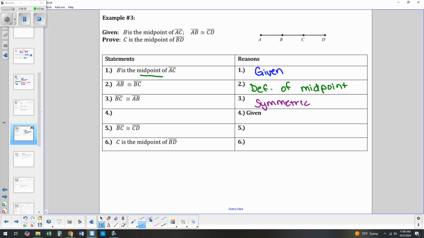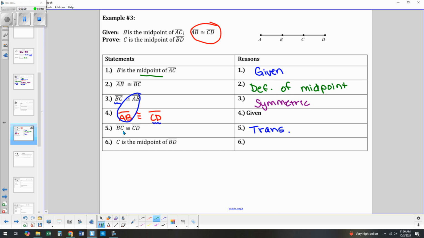And now step 4 tells me I have another given. The only given I haven't used yet is that segment AB is congruent to segment CD. So that's what I'm going to fill in there. So now step 5, I have BC is congruent to CD. I have seen a BC. I saw the BC right here. And I have seen a CD. I saw CD right here. And when I look at these two steps, step 3 and step 4, I can link together the AB that they have in common. So remember, when we're linking things, we're using the transitive property.